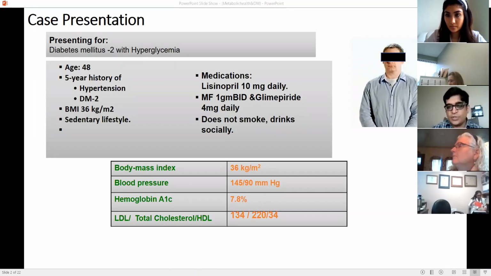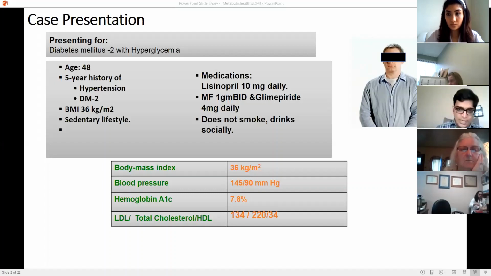Blood pressures during the visit are high, 145 over 90, and this will become important. So this is something that we need to address. Recent A1C is 7.8, and the lipid panel, which was done recently, fasting, shows LDL was 134, total cholesterol 220, and HDL cholesterol is 34. So LDL is a little high and the HDL is a little low. Next.